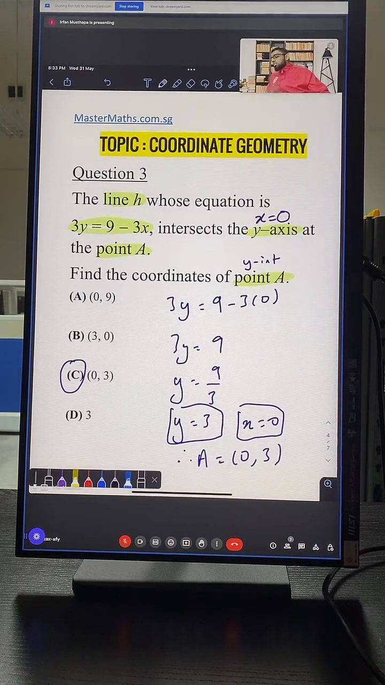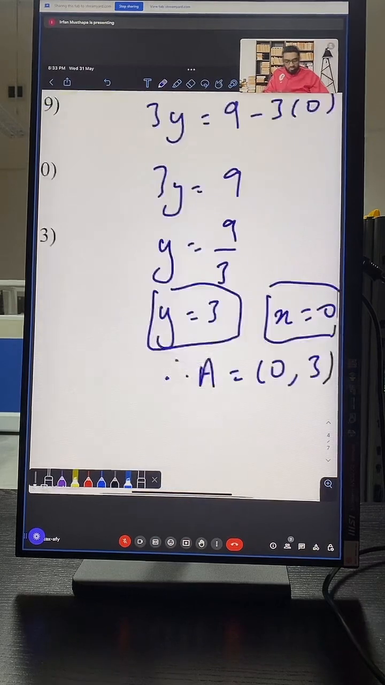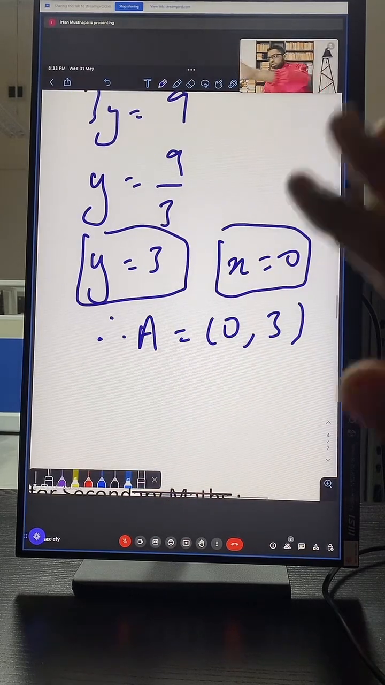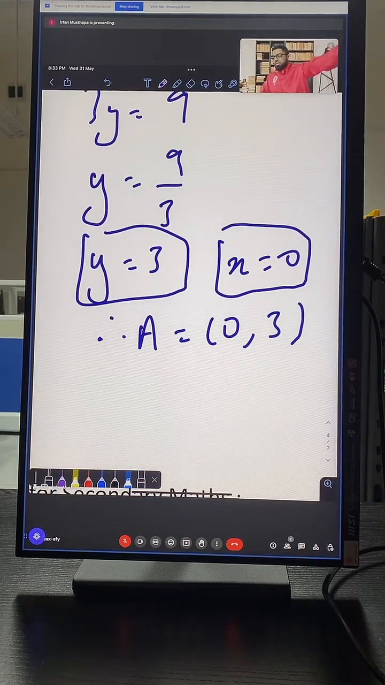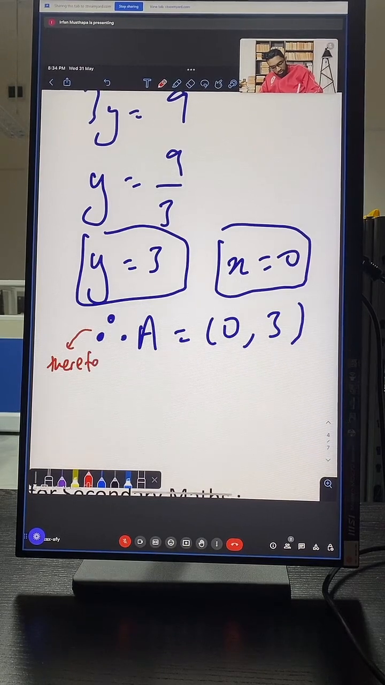So the answer for this, therefore A is 0 and 3. Very nice. Okay, friends, listen up to this. In secondary school, you will learn some shortcuts. In primary school, your teacher will say you must write the whole statement. But in secondary school, there are some shortcut symbols. For example, these 3 dots. You can take note of this. These 3 dots mean therefore. Therefore, A is 0 and 3.